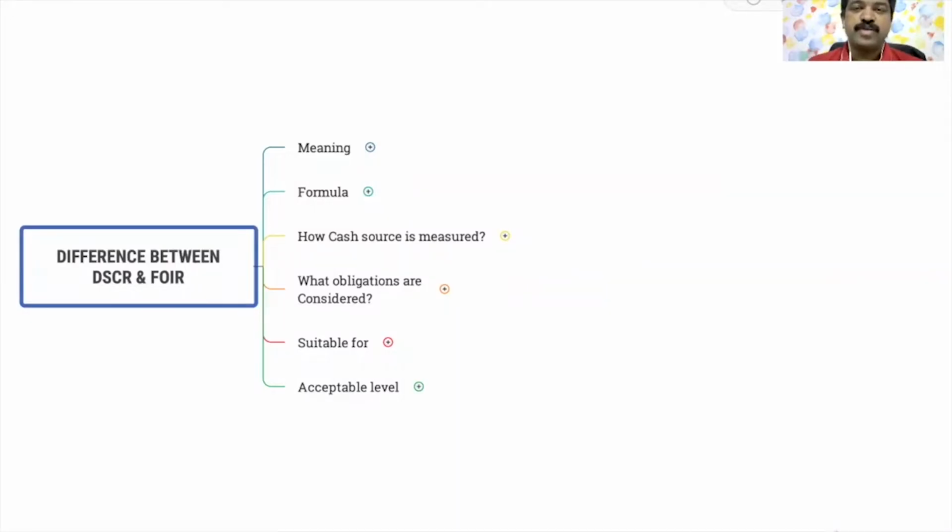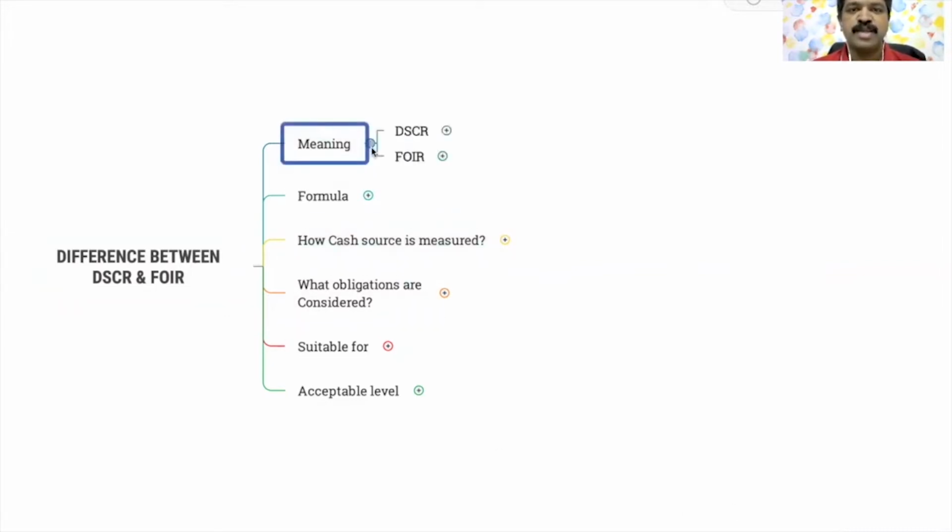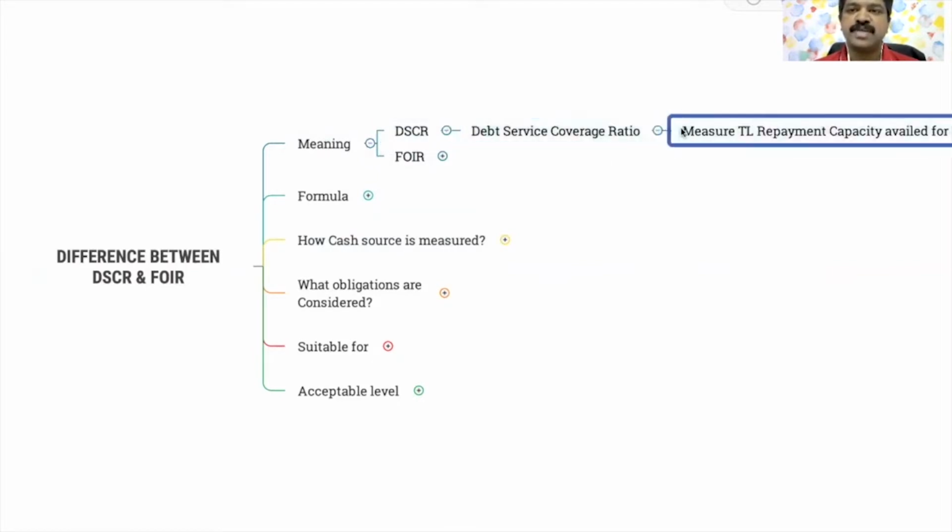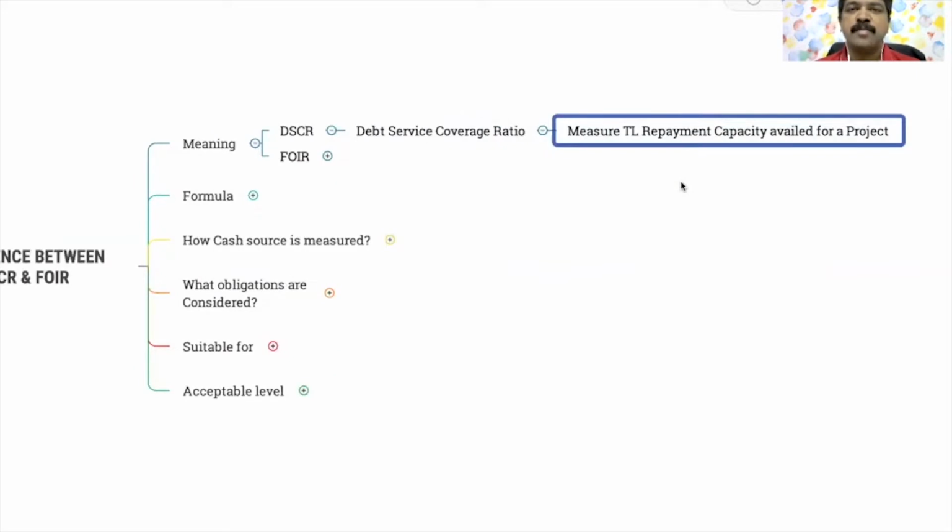In this session, I'll take you through the difference between DSCR and FOIR. First, let's look at the meaning. What do we mean by DSCR? When we say DSCR, it stands for Debt Service Coverage Ratio. Here, banks and financial institutions are basically going to measure the repayment capacity of the borrower for the term loan they have availed for a project.